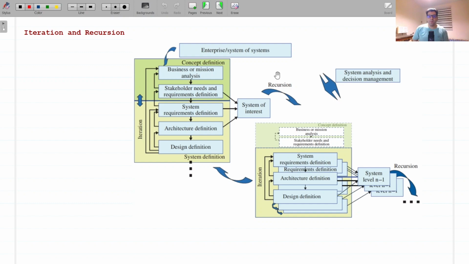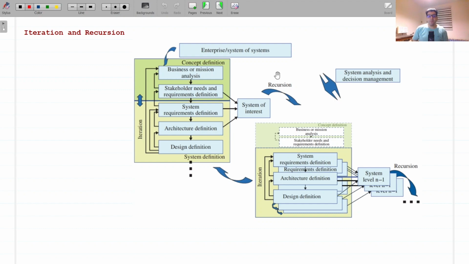Recursion is the repeated application of and interaction of processes at successive levels in the system structure. The technical processes are expected to be recursively applied for each successive level of the system structure until the level is reached where the decision is made to make, buy, or reuse a system element.